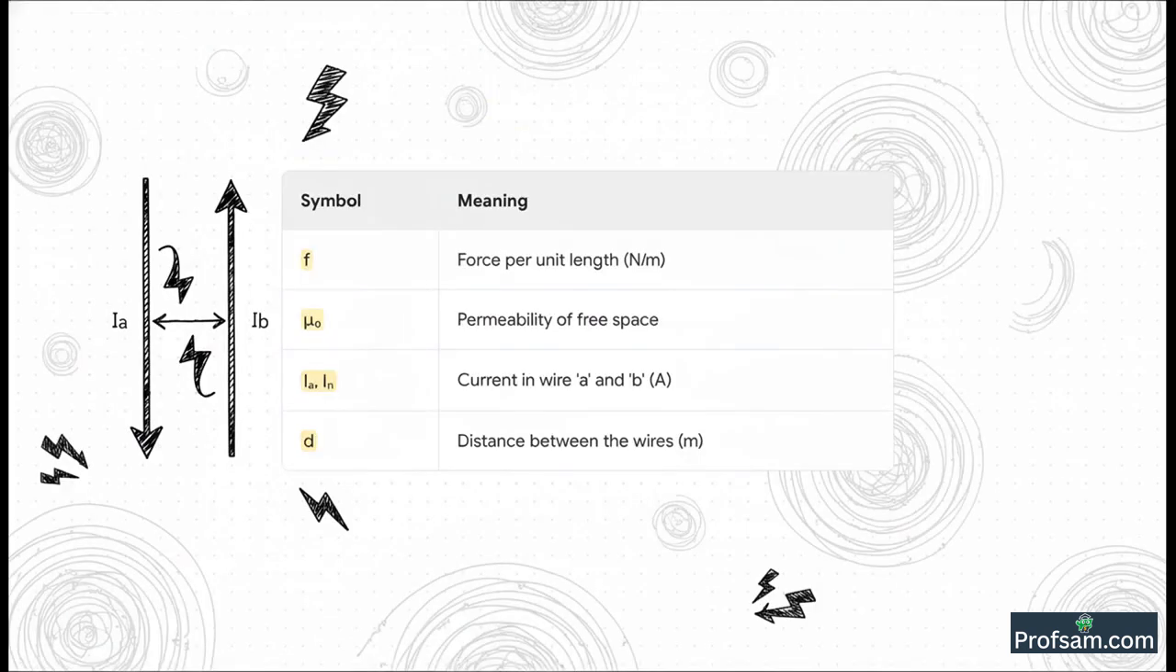Let's quickly break down what each symbol means. F, as we said, is the force per unit length, measured in newtons per meter. Mu naught, you know this one, it's the permeability of free space, just a constant value. IA and IB are simply the currents in our two wires, wire A and wire B, and d is the distance between them. See, it's really just a relationship between the currents and how far apart they are.